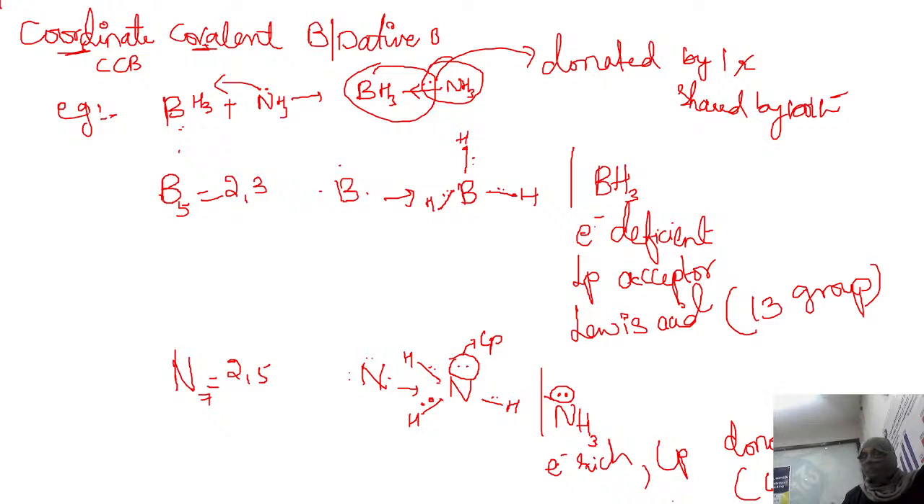Many times the question asked is to identify which is Lewis acid, which is Lewis base. Any 13 group you find, that is Lewis acid. Any 15 group you find, they are Lewis base. That's all. That's why I told you to keep the periodic table with you. So you can have the 13 group elements with you, you can have the 15 group elements with you. And if you have the periodic table with you, on top of the 13 group, write down there Lewis acid, like this example.